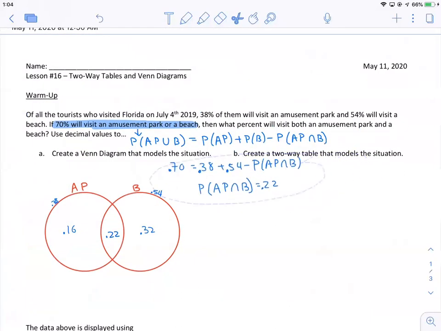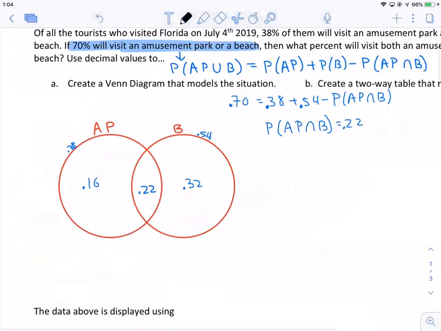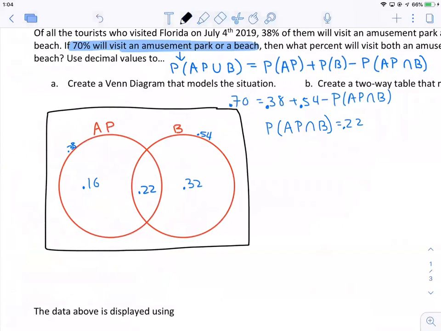So there's our Venn diagram, or at least there is part of it, right? A lot of people tend to forget the other important piece, which is this, right?